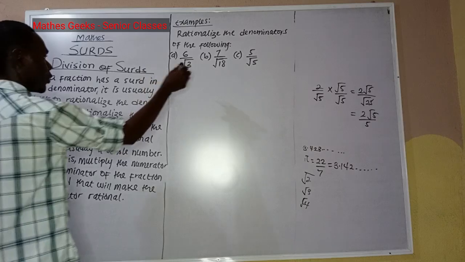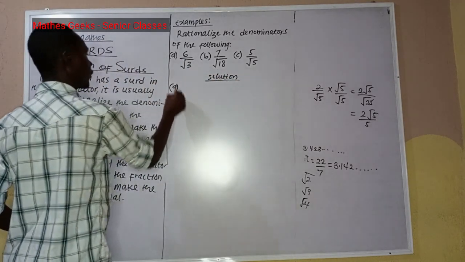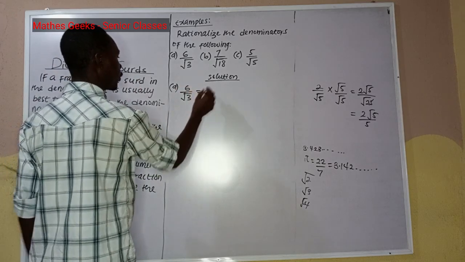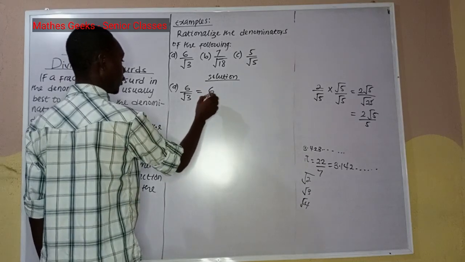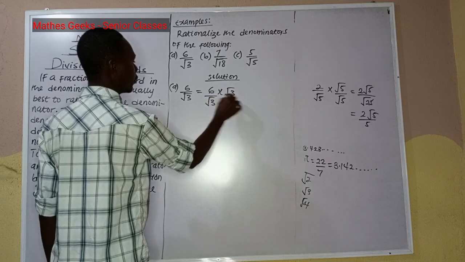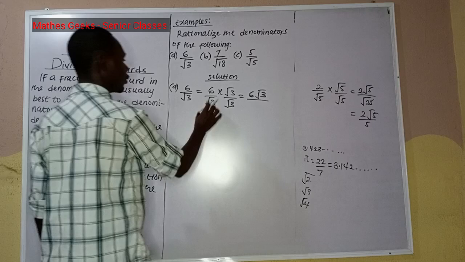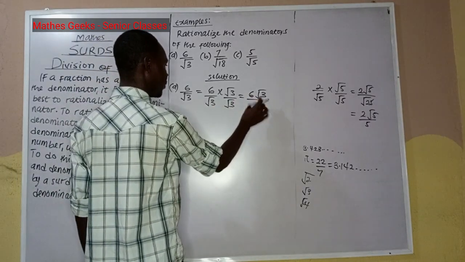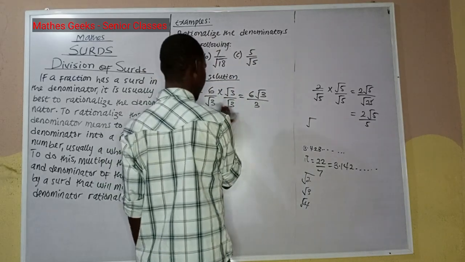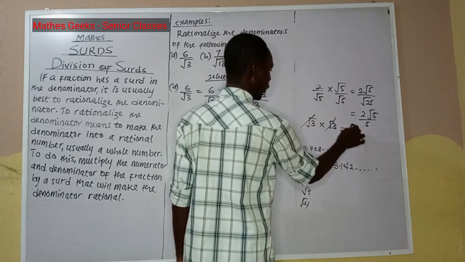So let's apply the same principles here. Solution, (a): 6 over root 3. We rationalize, so we're going to have 6 times root 3 over root 3 times root 3. This will give us 6 root 3 over 3, because root 3 times root 3 gives us 3. Whenever we have the same surd multiplying itself, like root 3 times root 3, it will simply give us just 3.